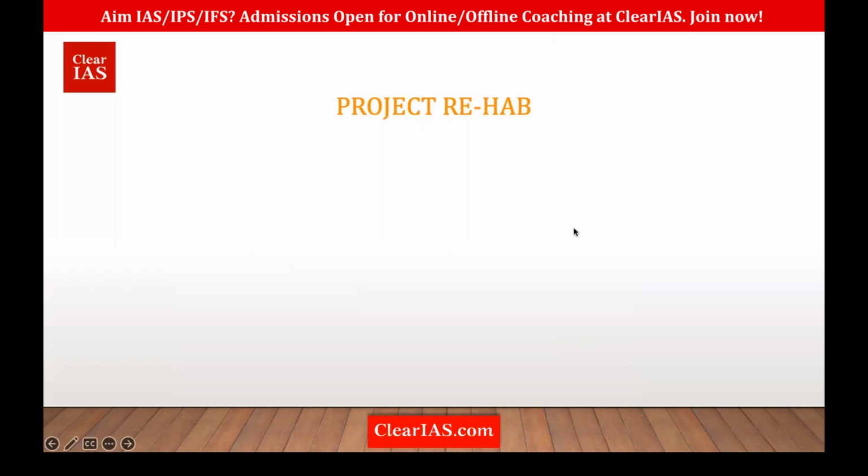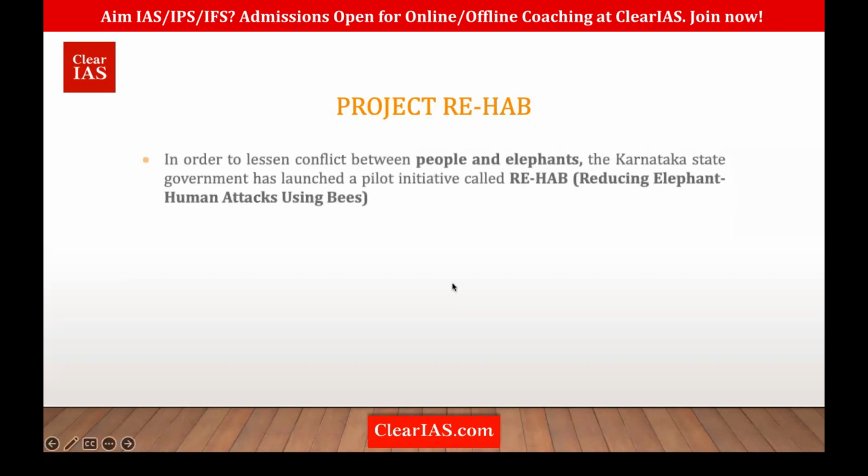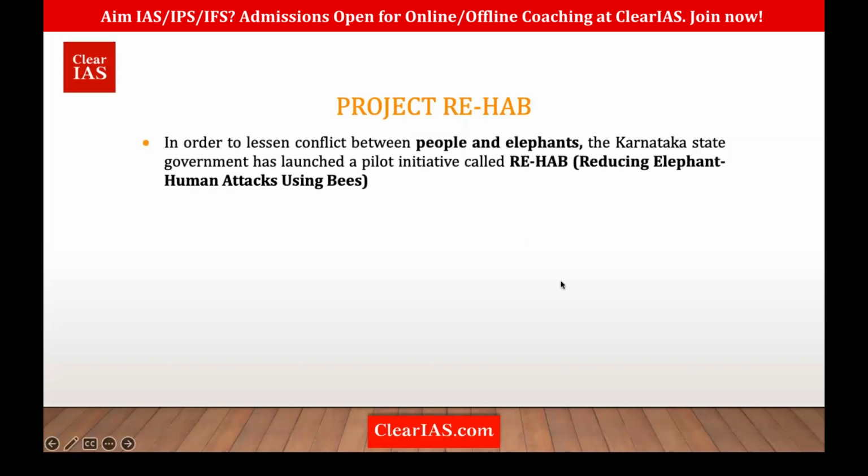Okay, another important initiative by the government is Project RE-HAB. What is Project RE-HAB? I've already told you an important challenge with regard to elephant conservation is the man-animal conflict. So in order to reduce this man-animal conflict, the government has launched Project RE-HAB. It reduces the conflict between people and animals, especially in the state of Karnataka. The Karnataka government has launched this as a pilot initiative. It is being adapted to other states as well.